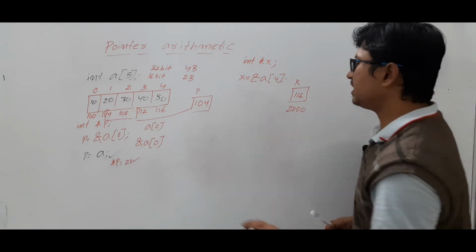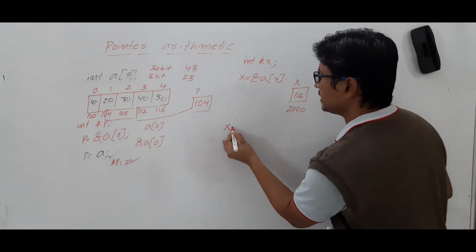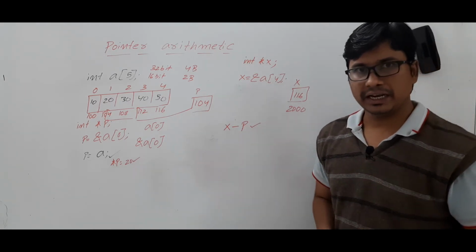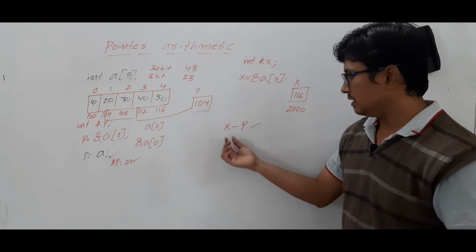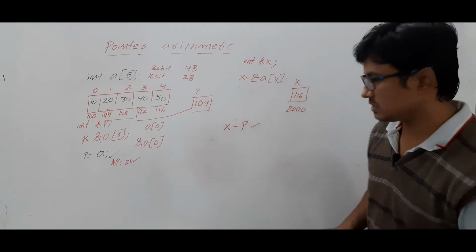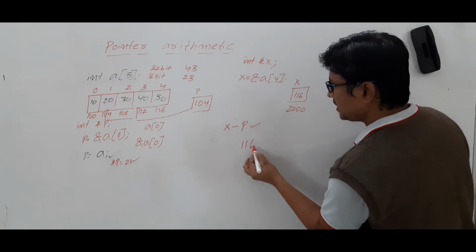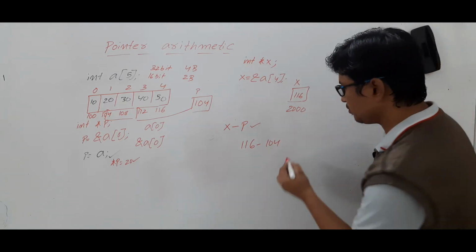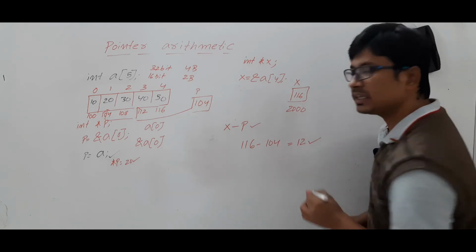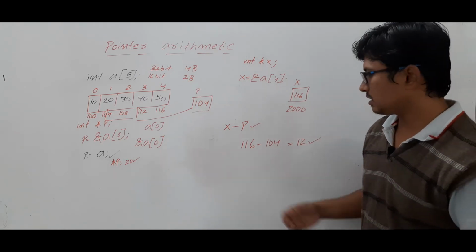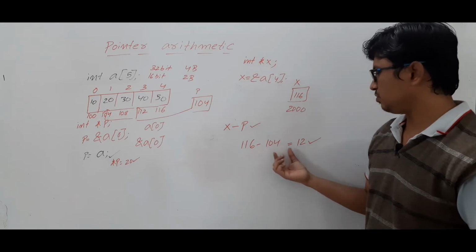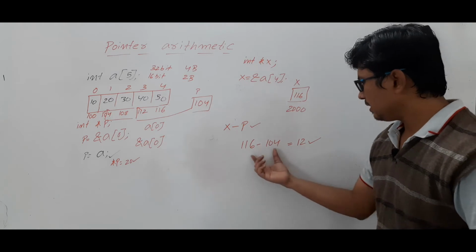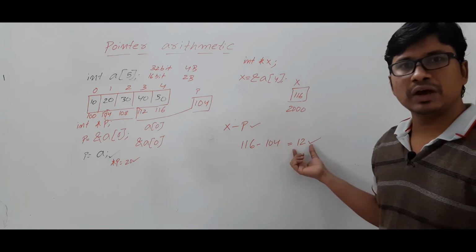Good. Now if I write a statement called x minus p, is it valid or invalid? That is what your question will be. x minus p, x is having 116, p is having 104. So we are doing 116 minus 104, which will give 12. That is what people may think. Is it clear, sir? 116 minus 104 is valid because we are subtracting. Okay, I agree. If it is valid, people will say that it will give the value 12.